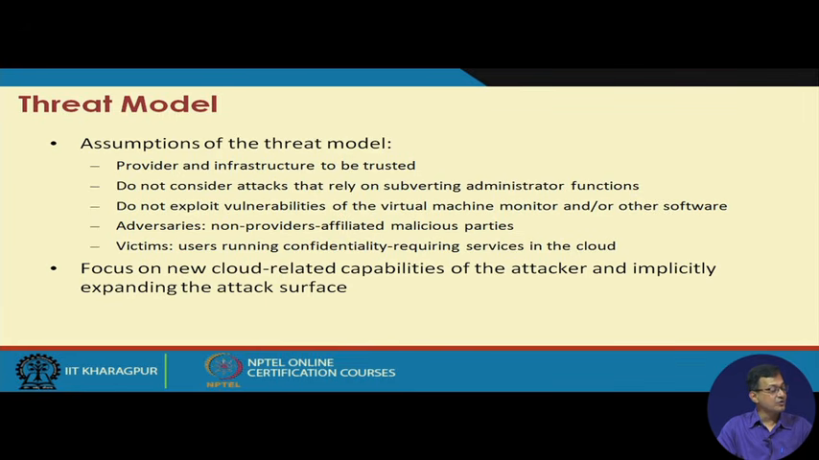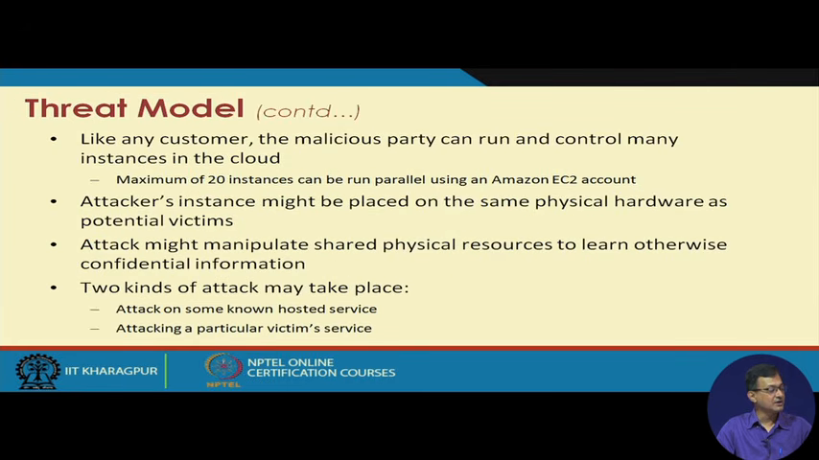Adversaries are non-provider-affiliated malicious parties. So, adversaries are not provider affiliated; they come as a user or customer. Victims are users running confidentiality-requiring services on the cloud. So, victims are running operations which need some basic privacy and confidentiality, not public operations or public data, and services through the cloud. So, the focus is on new cloud-related capabilities of the attacker, implicitly expanding the attack surface, right.